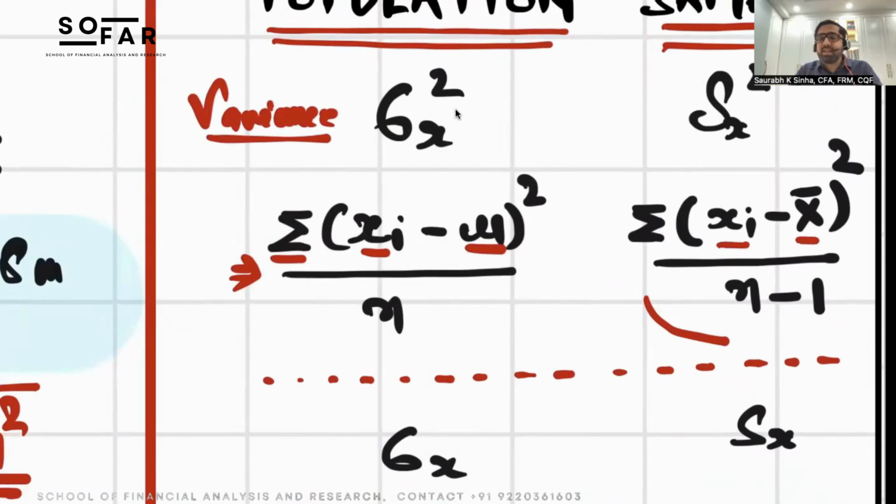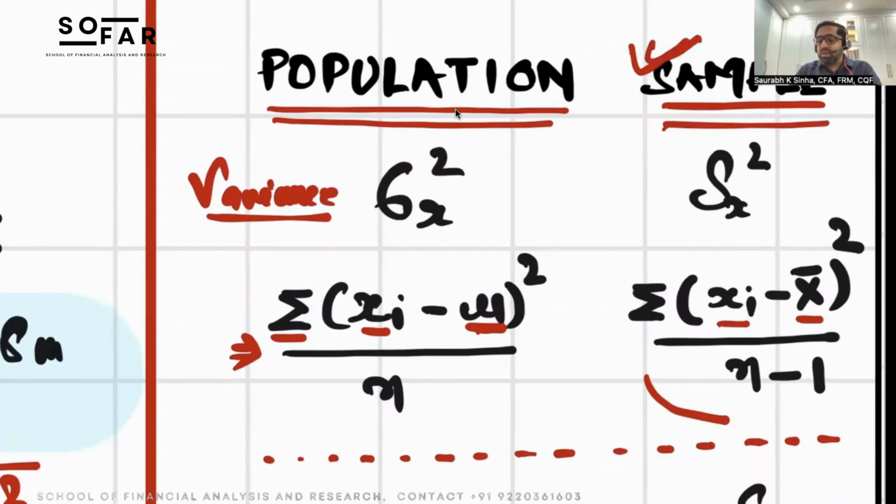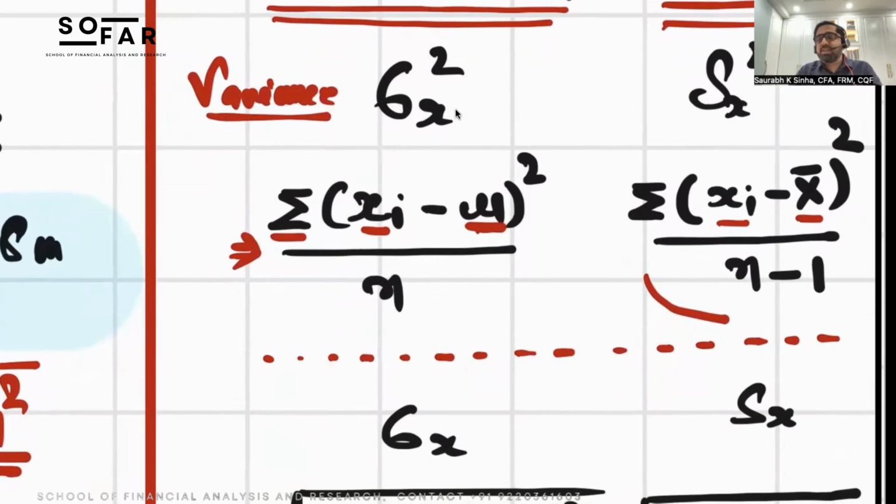It is xi minus x bar. X bar is the sample mean. Mu is the population mean. We are talking about the sample. So x bar stands for what? Sample mean. And it is n minus 1. The 1 is because of the degree of freedom, which we'll cover in another session.